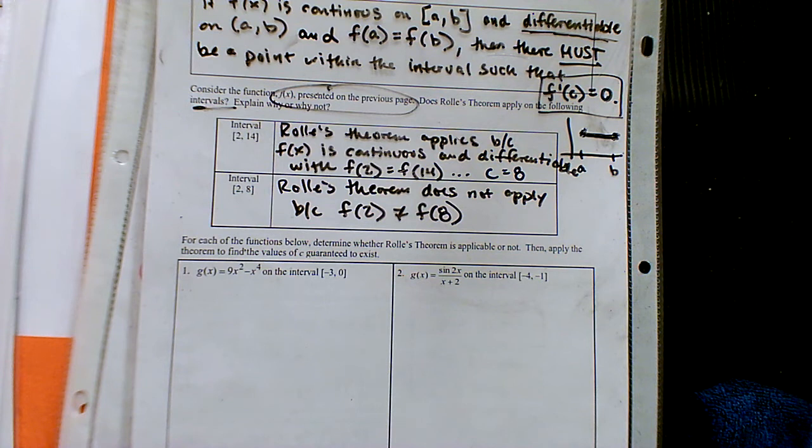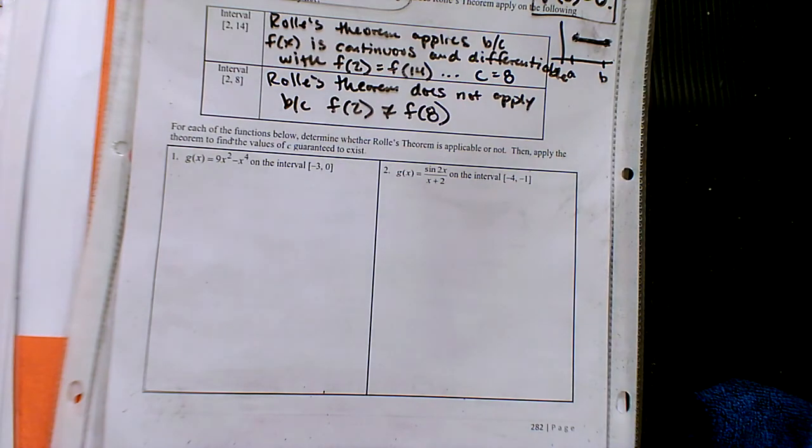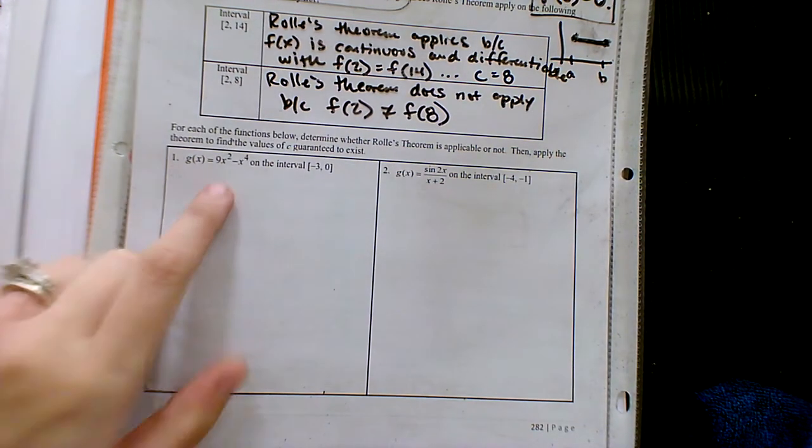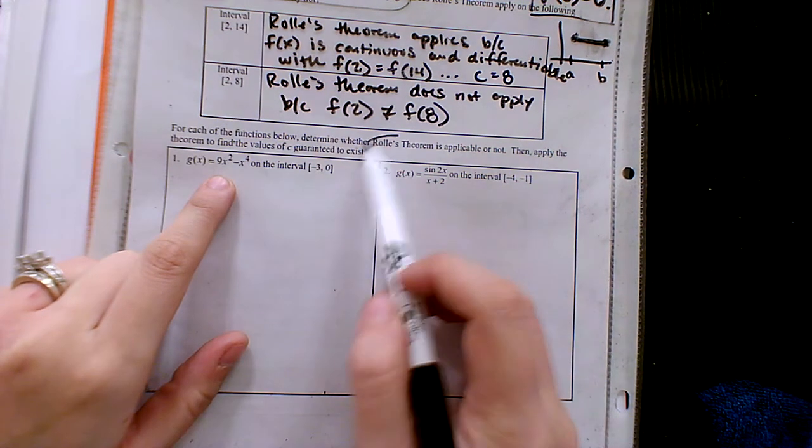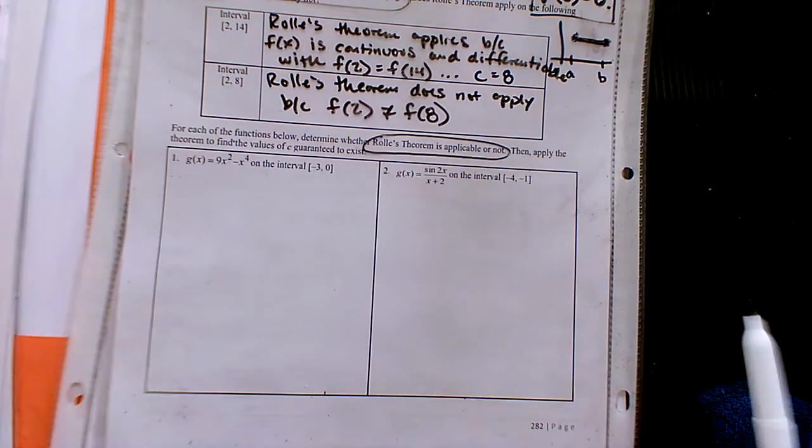Are we doing okay with these 3 criteria? Continuous, differentiable, and endpoints match. Okay, we're going to take a look at one that's not given to us. No graph available. We're just going to do this based off the equation. So for each of the following, determine if Rolle's theorem applies or not.